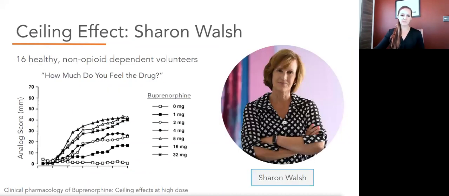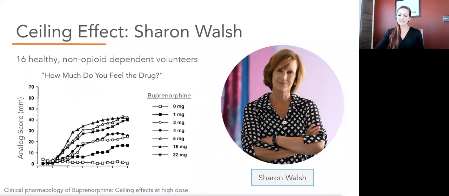All right, let's talk a little bit more about the ceiling effect that we see with Bupe. So Sharon Walsh did a study where she administered a variety of doses to a group of people, including a placebo, and then she asked them at different time intervals, how much do you feel the drug? What you can see on this graph is that how much they feel the drug levels out. You can see that for the 8, 16, and 32 milligram doses, the patients are reporting the same feeling for all of those doses. And that's a huge range in doses. So you can definitely see that ceiling effect on the graph there.